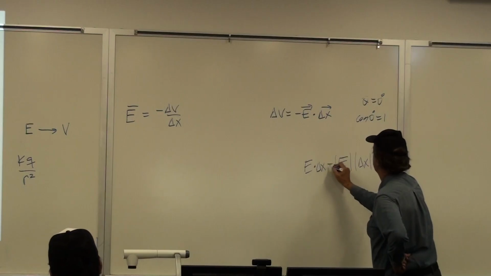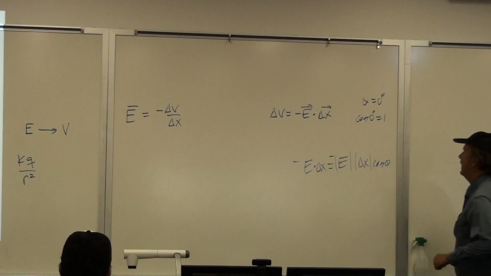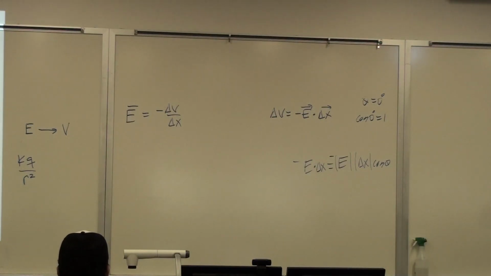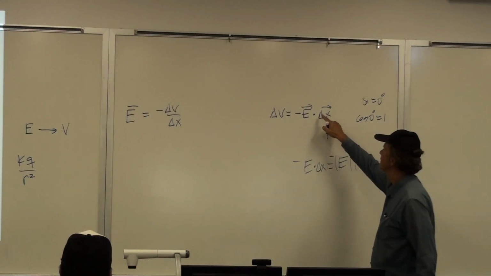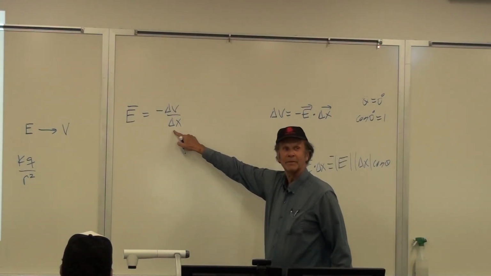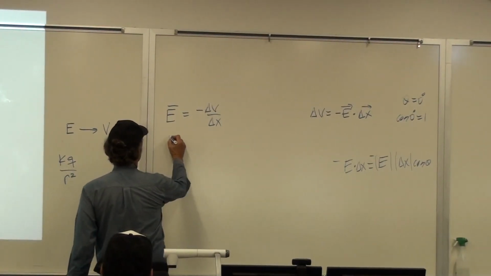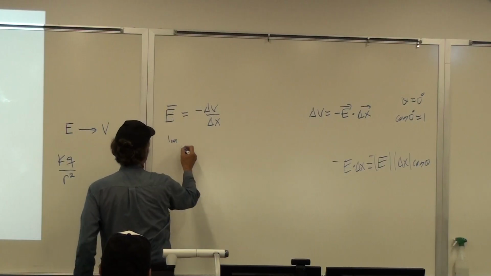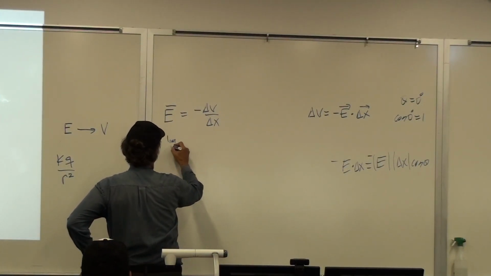That's what our definition for the dot product is. And so that's what we're doing here, E delta x cosine theta. So if that's the case, then you just bring the delta x over to this side and it looks like this. Then you can take the limit as delta x goes to 0, and this average electric field becomes an instantaneous electric field.